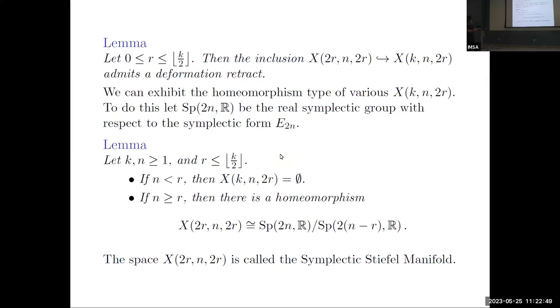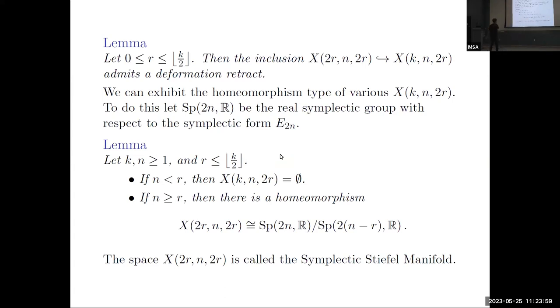And you can see the elements here as maps from R^2R to R^2N that preserve the E2N form, right? So the symplectic structure is what it preserves. So M, you can see that as a map from R^2R into R^2N that restricted to this form, E_2N is the form E_2R. So symplectic embeddings of R^2R with this form into R^2N. And that's just a Stiefel manifold.